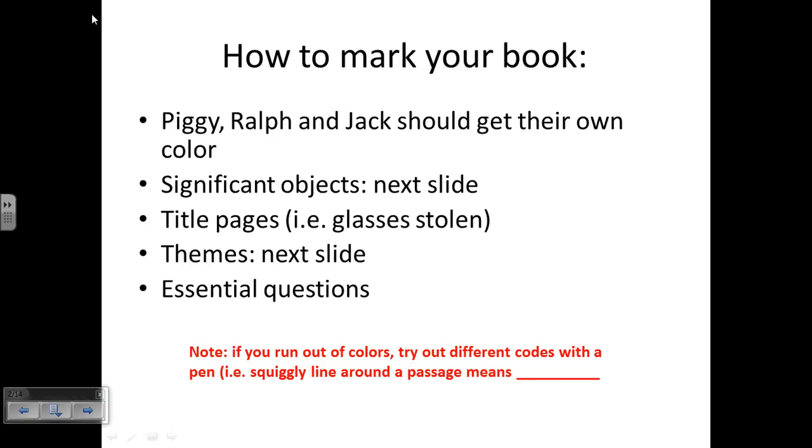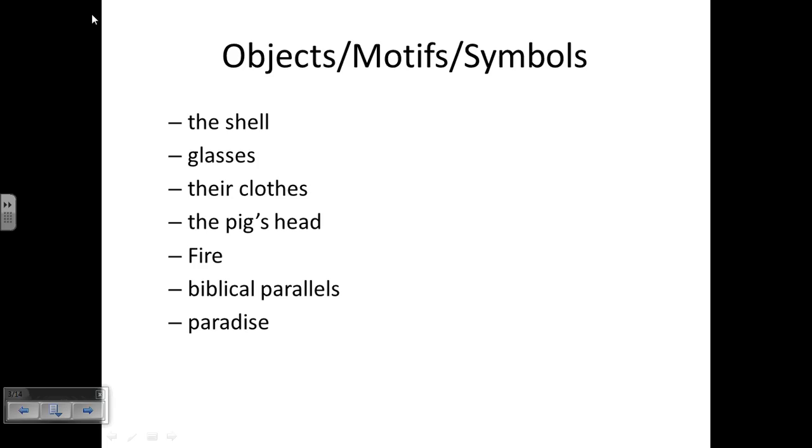So what do I mean by objects? Objects are really symbols, and we'll talk about that later, but you should be looking for things like the conch shell, glasses, their clothes, they're taking off clothes, notice that, the pig's head, fire, any biblical parallels, like if you see an object that might have some sort of biblical or Christian significance, and anything relating to paradise.